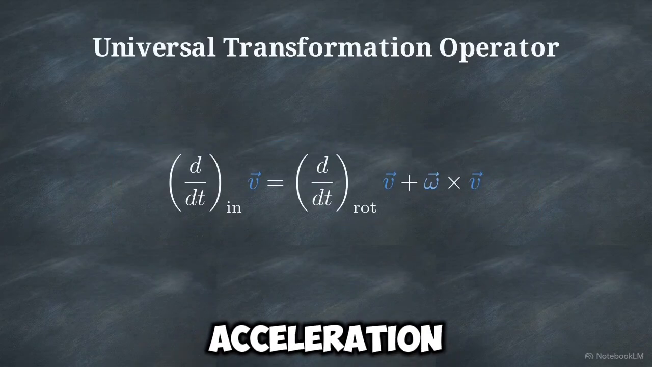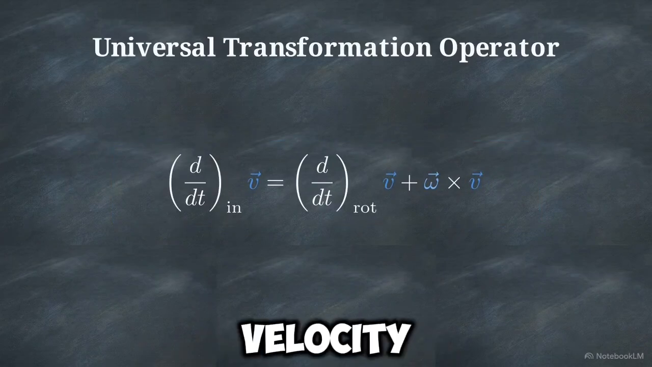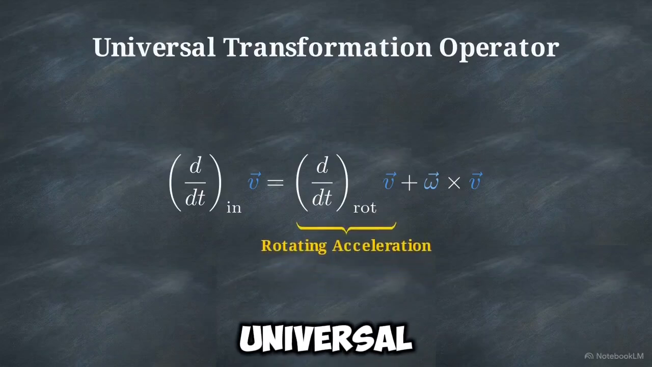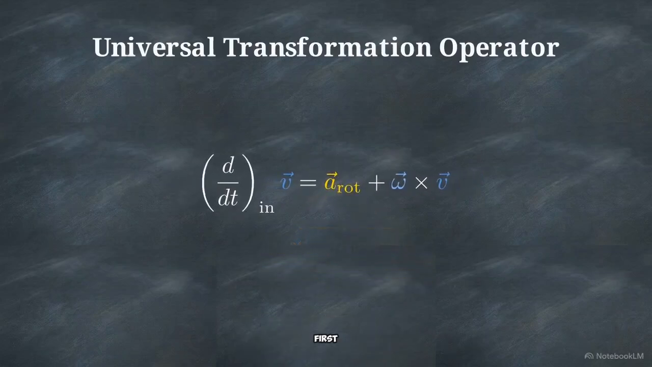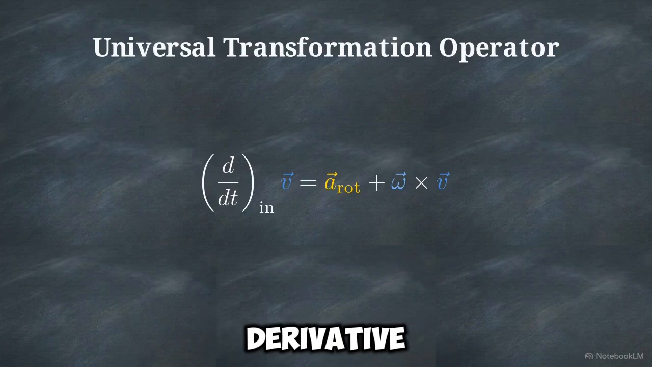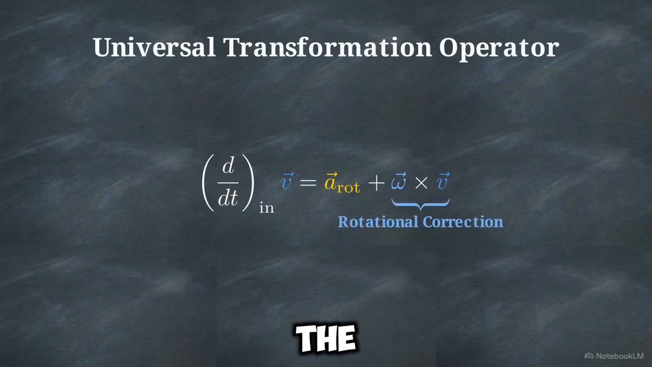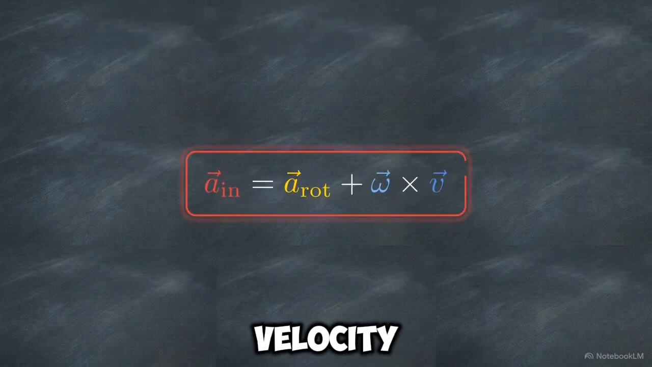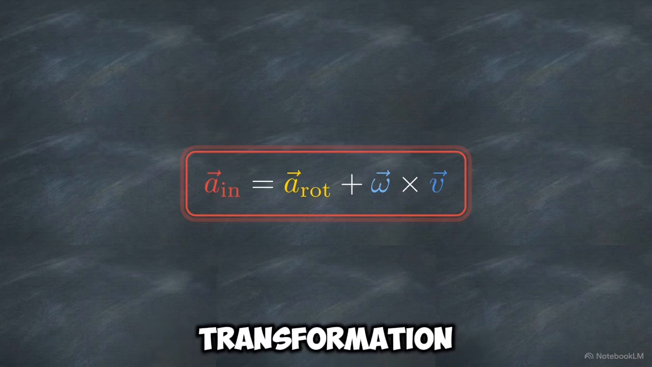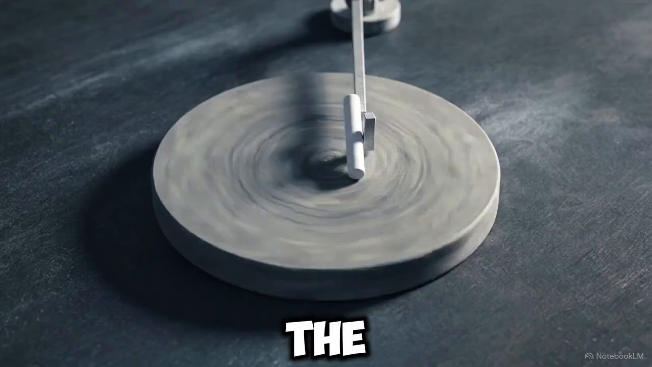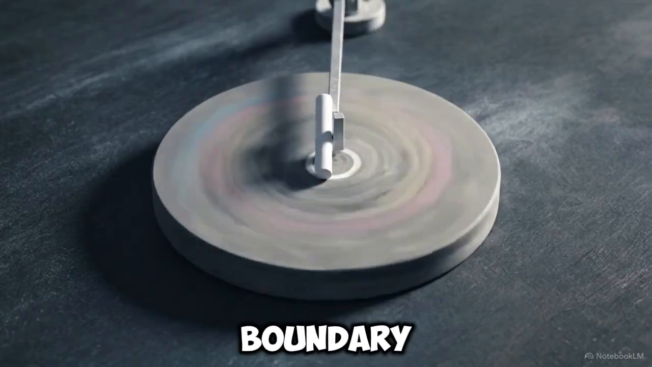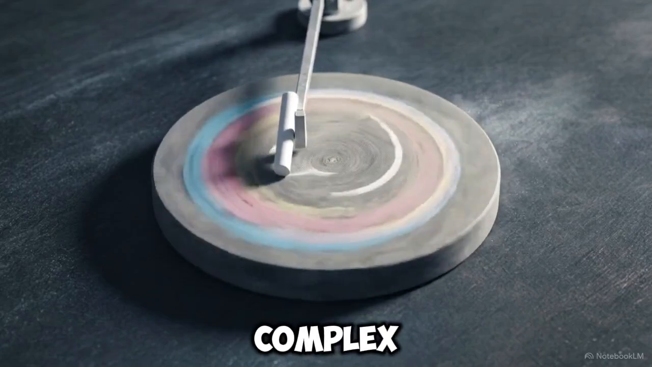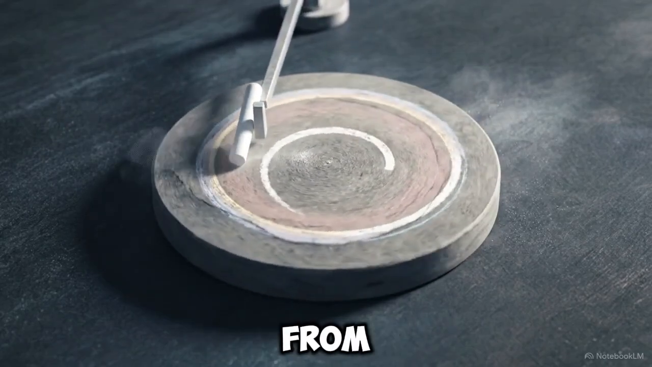To find acceleration, we feed our newly derived velocity vector back into this universal operator. We expand the first half of the operation, taking the derivative of the velocity vector with respect to the rotating frame. Then we expand the second half, the cross product of the angular velocity with that same velocity vector. Combining these terms produces the complete acceleration transformation equation. By taking the derivative twice across a rotating boundary, two new highly complex kinematic corrections emerge directly from the math.